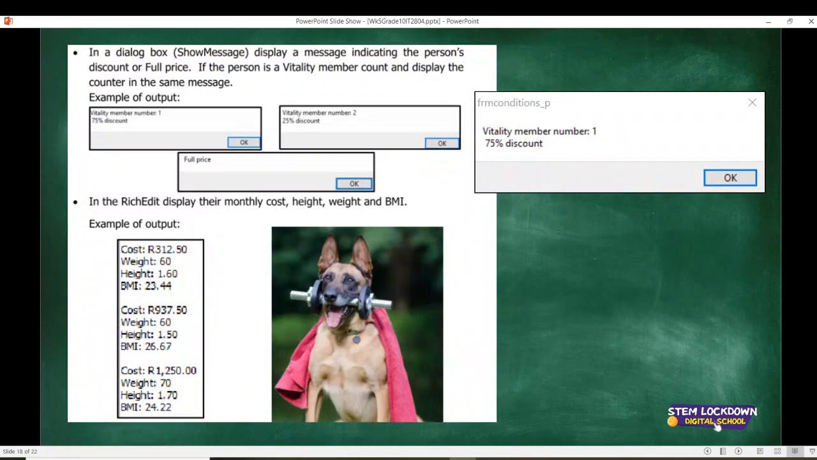There's the rest of the question that needs to be answered. You can see that again you're going to use a dialog box, a show message this time, to indicate to them whether they have a discount or what their discount is or what their member number is, and then you're going to output what they're paying, their weight, their height, and their BMI.